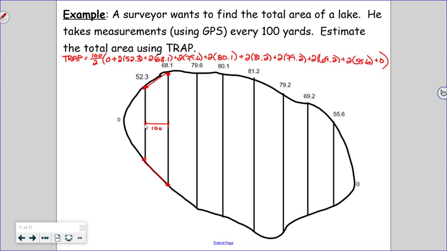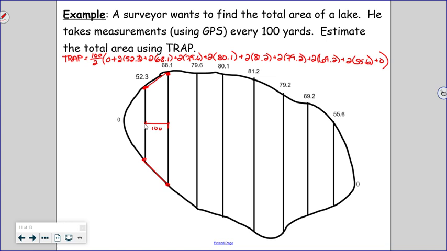So difference from what we did on the last page to this page, this one is asking us for the total area. Setting up trap is the total area of that lake. On the last page, we were asked for the average of a function, and so we had to put in front of it the 1 over b minus a, or the 1 over our interval length, to get the average of that.